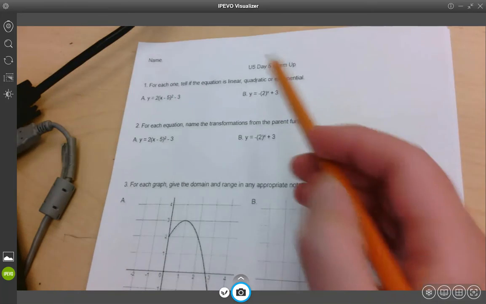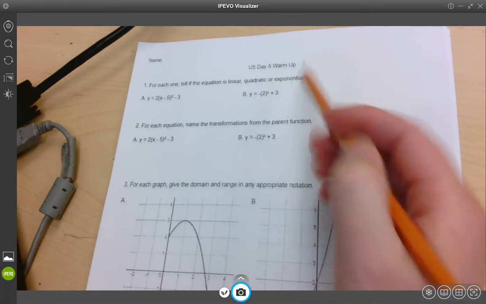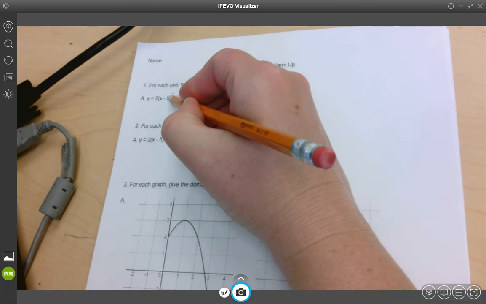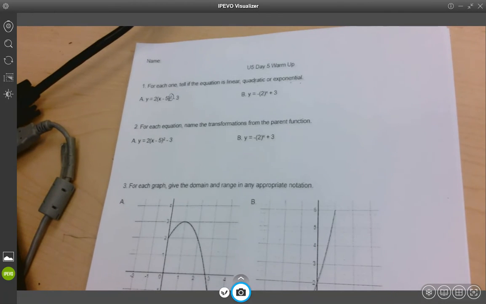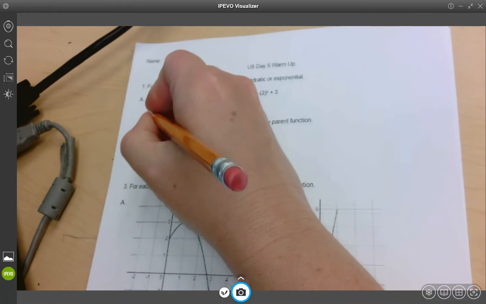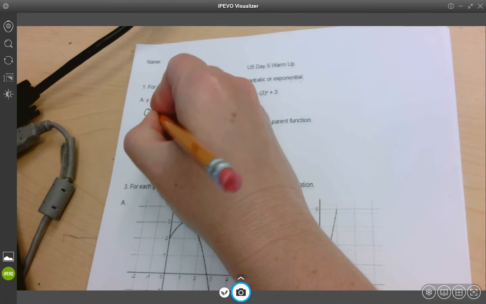Okay, so the first one, linear, quadratic, or exponential. You look at the exponent and it's a 2, and that tells you that it's what kind of equation? I have a vote for quadratic. Anybody else? Agree? Good. Yes, when your exponent is a 2, you have a quadratic equation.